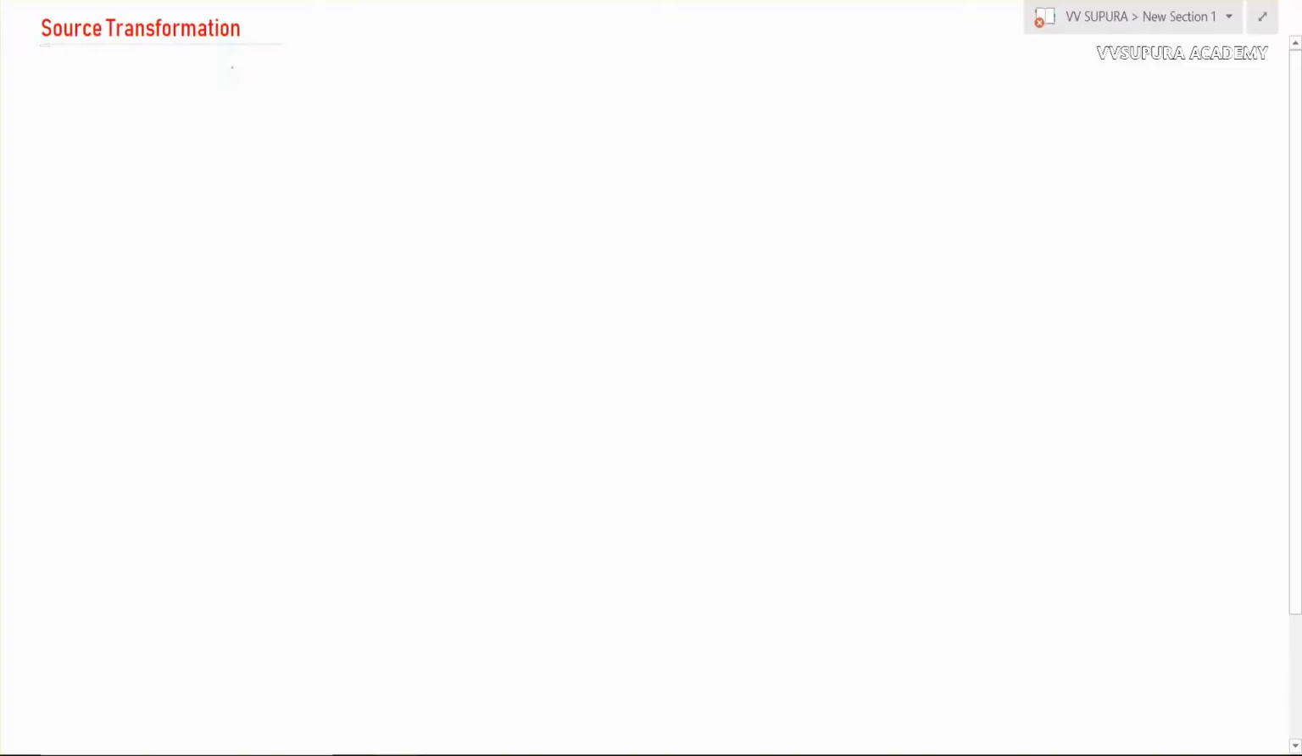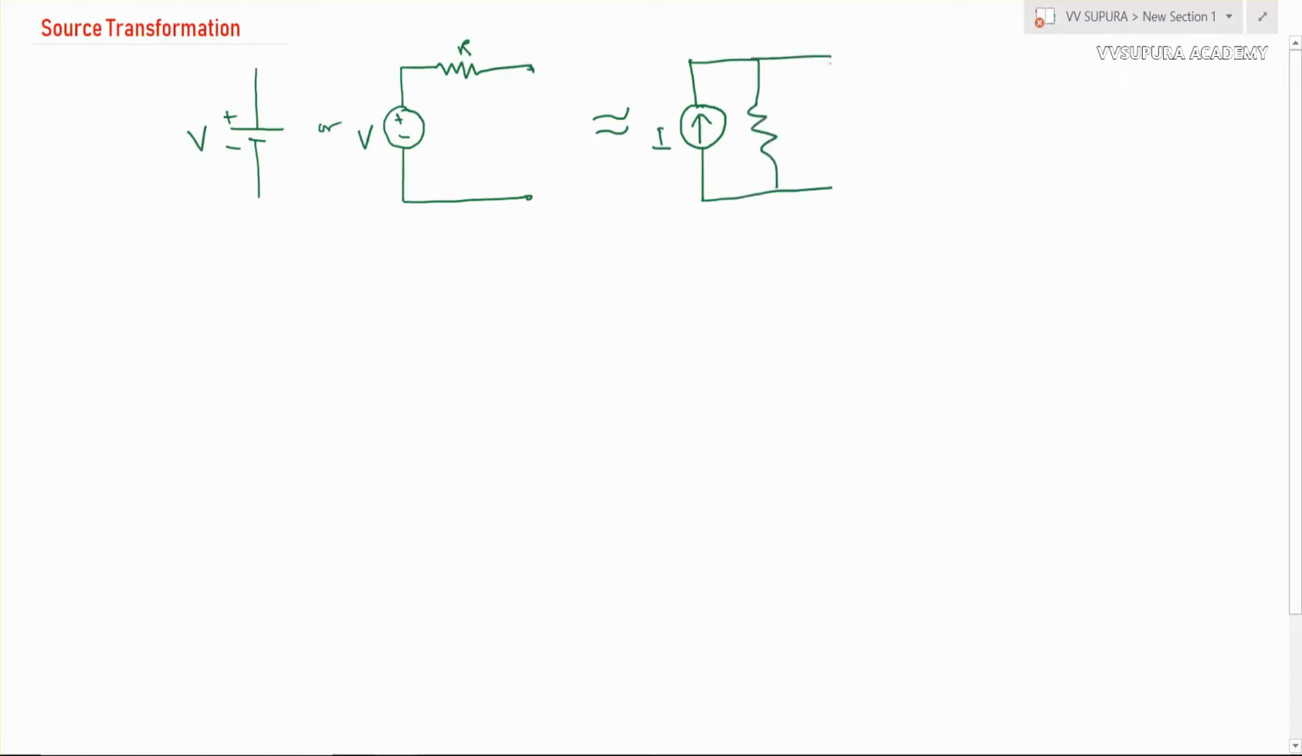So I can write here. The voltage source can be represented like this, with a positive terminal and a negative terminal, or we can represent it in a circular manner, plus terminal and negative terminal, some voltage V. It will be connected with a series resistance. It can be converted to a current source, which can be represented with an arrow mark. The arrow will indicate the flow of current, that will be I. A resistance will be connected in parallel with the current source.